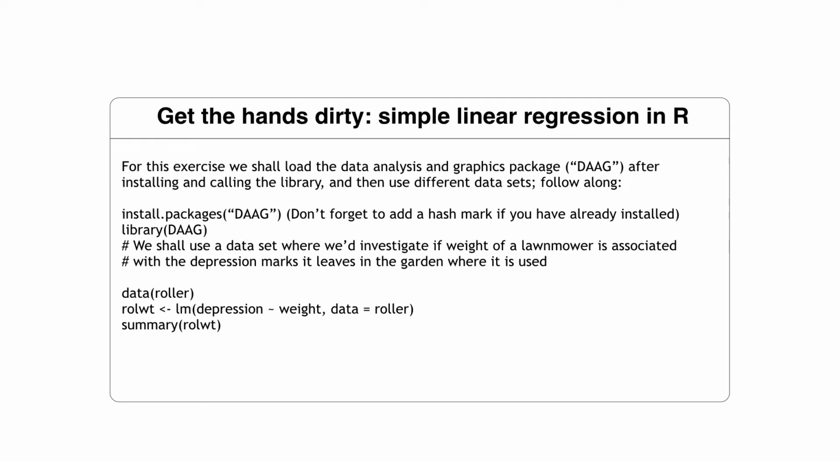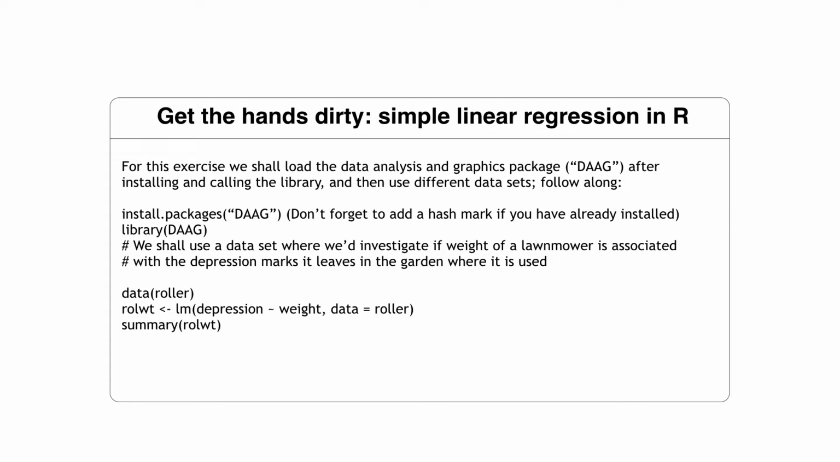That is depression, then we have put a tilde mark, left a comma, and then specified the data set from where they came from, which is roller. And we have saved the result of that regression model into an object which is known as roll weight. This is it, as simple as it gets. You see, R is a very, very simple way in which you can get a lot of work done.